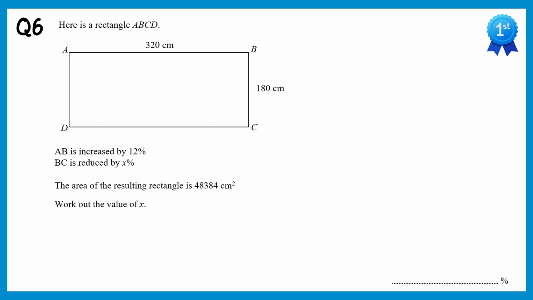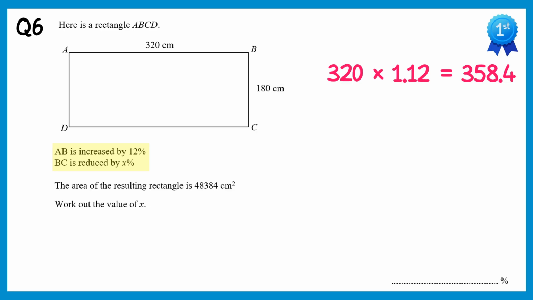In this question we have a rectangle and we're told some information about the sides. AB is going to be increased by 12%, but BC is going to be reduced by X%. So since we know the length of AB, let's increase that by 12% first. AB is 320, and if we want to increase that by 12%, we can multiply it by 1.12. This gives you 358.4. And then we have BC and we're going to reduce that by X%, but we don't know what X is.